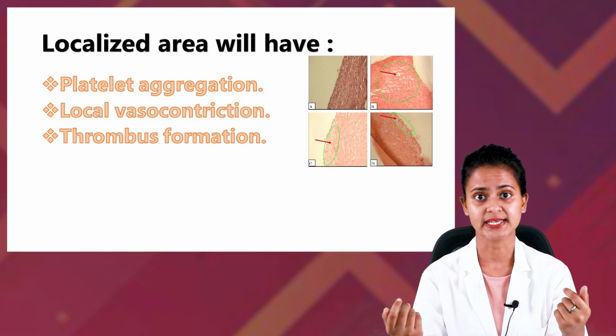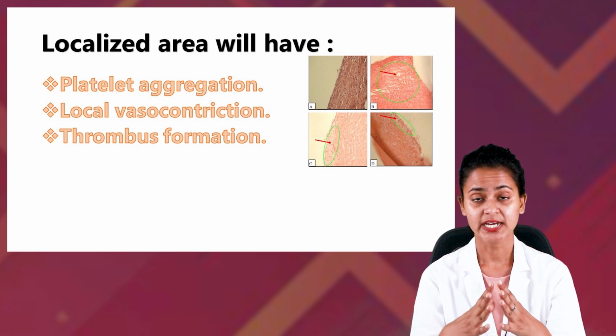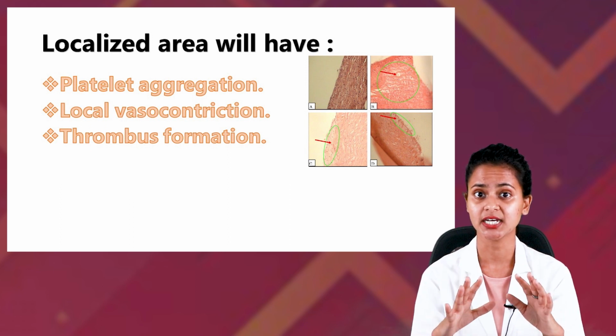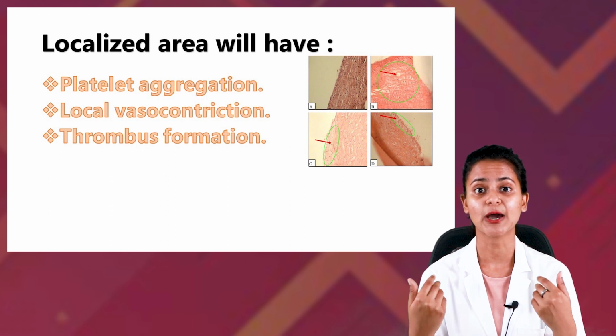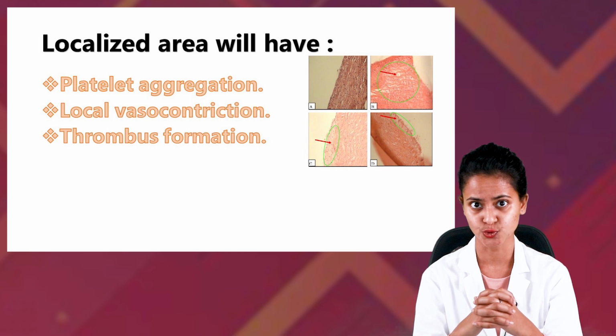I'll repeat once again: in the complicated lesion state, the stable plaque present in a normal coronary artery lumen occludes the lumen of the arteries and interrupts the blood circulation through it.